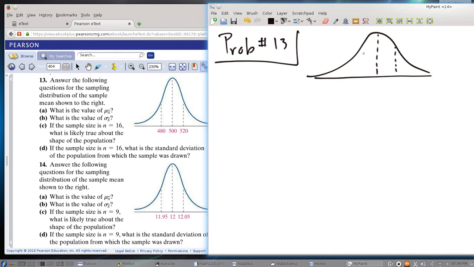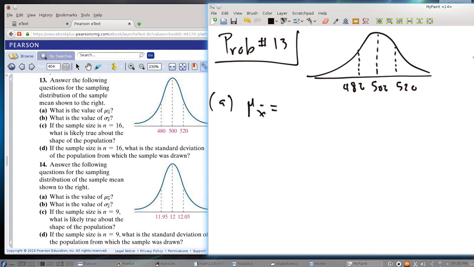So this is a general curve, and we have 500 here, we have 520 here, and we have 480 back here. Okay, the first question is, what is the value of the mean of the sample means? So A here, we want to find out what mu of x bar is.